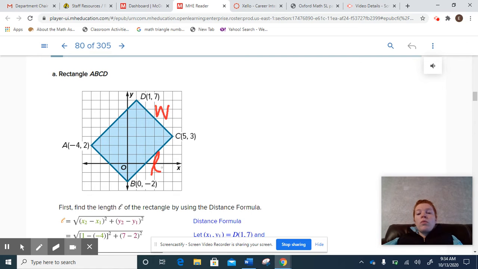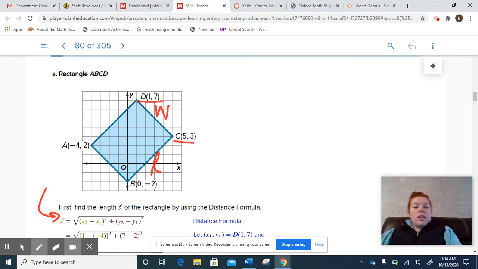When you don't have the length and width, especially if it's on a coordinate plane, you have to use the distance formula in order to figure out the length between the 2 points. So I'm going to start with the width, using this point and this point. They gave you the distance formula down here, so I'm going to plug in my x values and my y values to find the length and width.